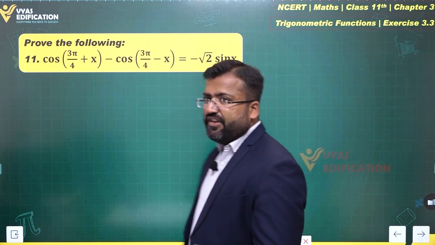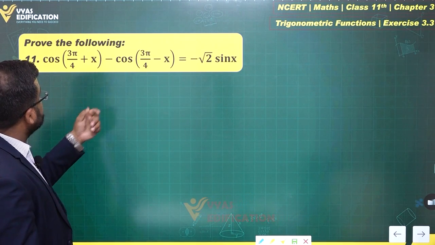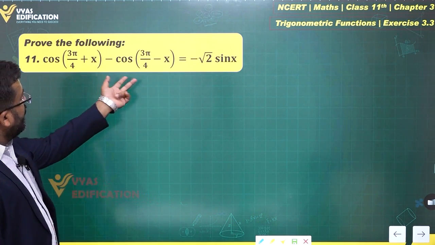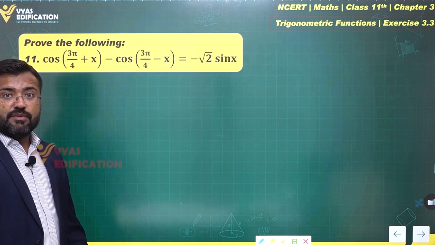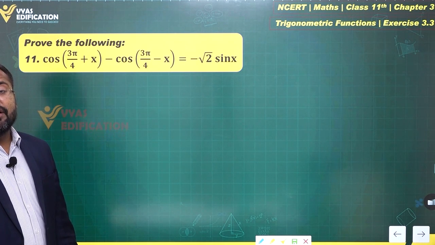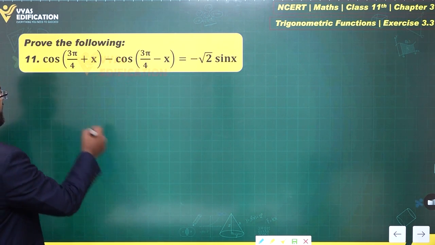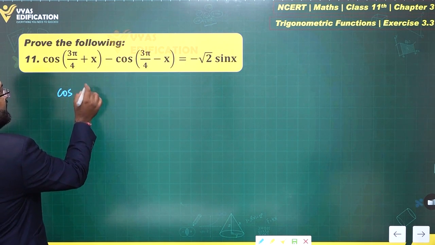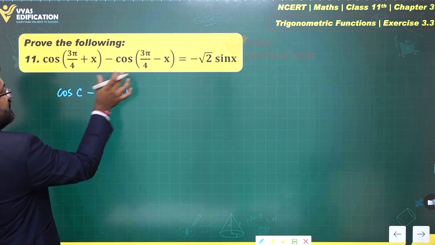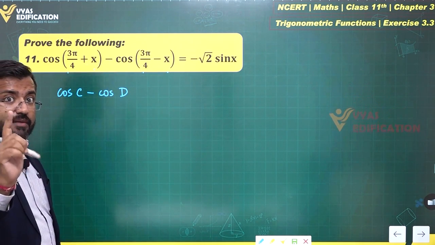This is a relatively simple question. What do we have? We have cos of 3 pi by 4 plus x and cos of 3 pi by 4 minus x. There's not much we can do by combining these. Can we do something with combining this? Yes. We can combine them together by something called transformation. So what is the result that I want to use over here? I can use cos C minus cos D. This is one angle C, this is another angle D. This is one approach that I am using over here.